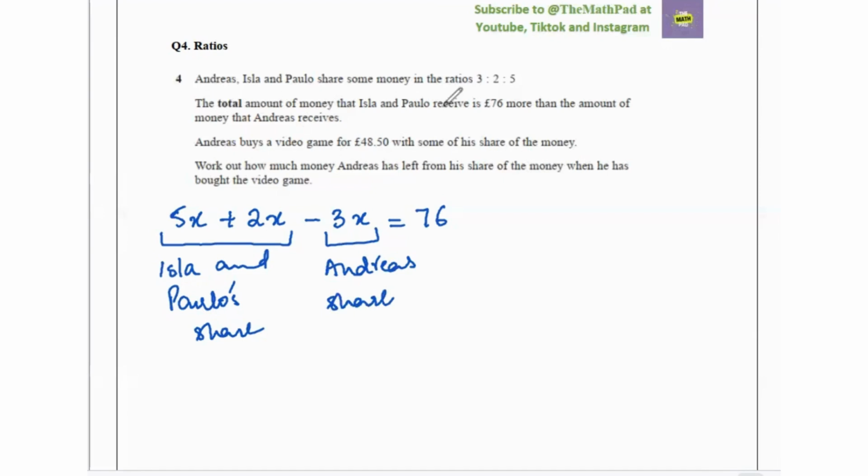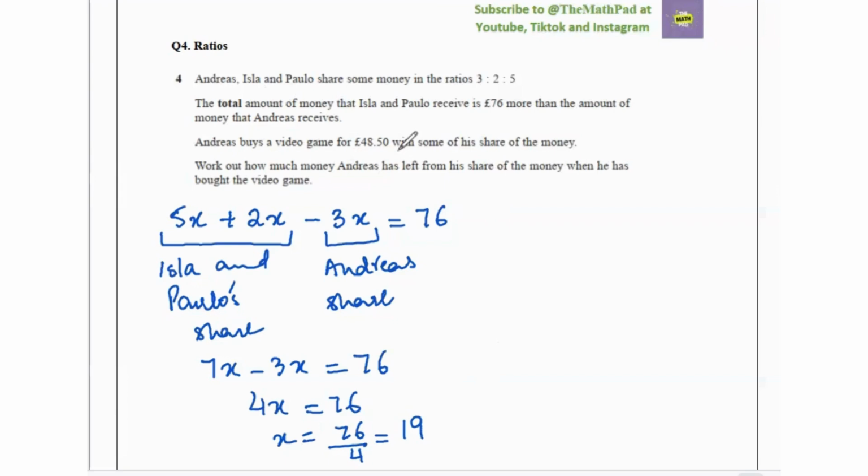So as you can see in the statement, the total amount of money that Ayla and Paolo receive, which is this, is 76 pounds more than the amount of money that Andreas receives. So the difference between their shares is equal to 76. So 5x plus 2x is 7x, minus 3x equals 76, which is 4x equals 76. X is going to be 76 divided by 4, and that leaves us with 19.